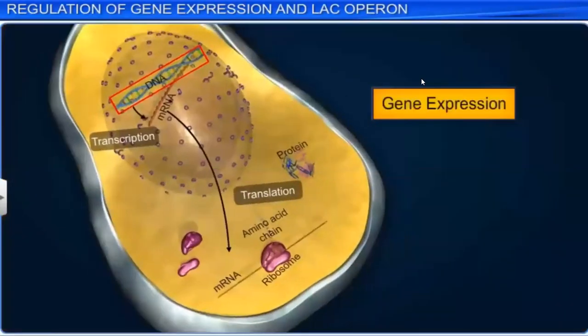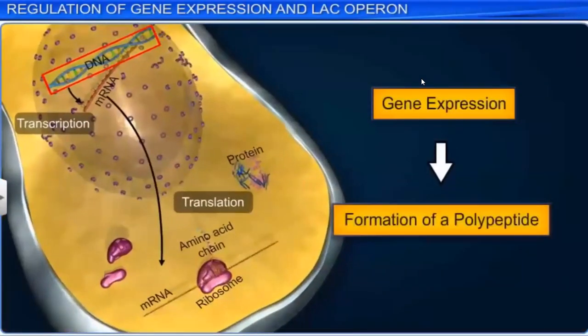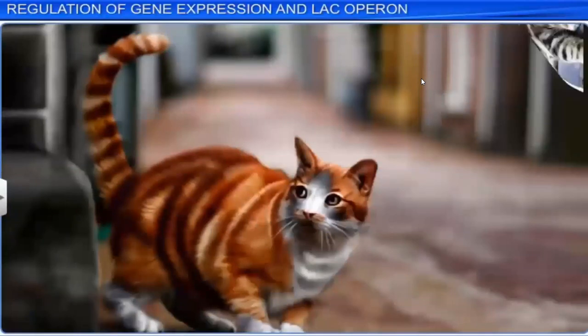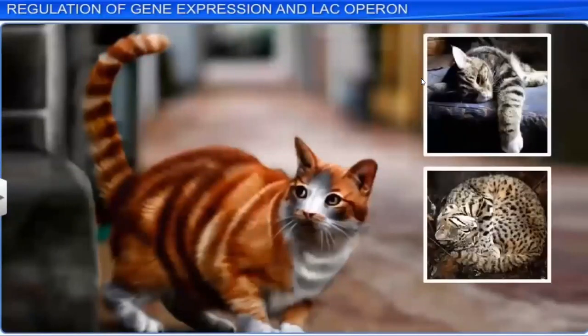Gene expression results in the formation of a polypeptide, which is why it can be regulated at several levels. For instance, the different colored patches on a calico cat are due to different levels of expression of pigmentation genes in various parts of the skin.